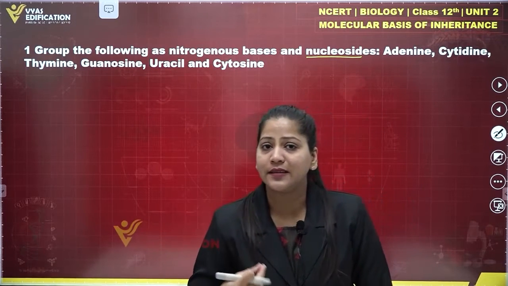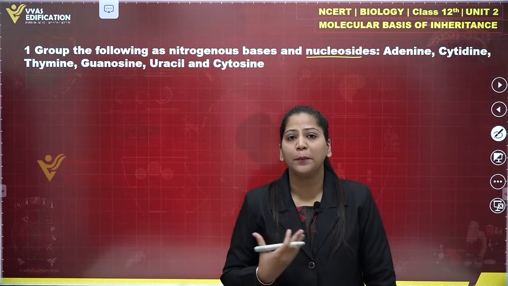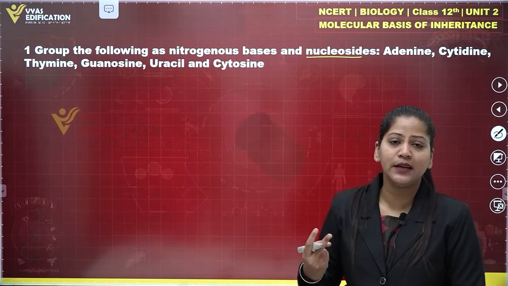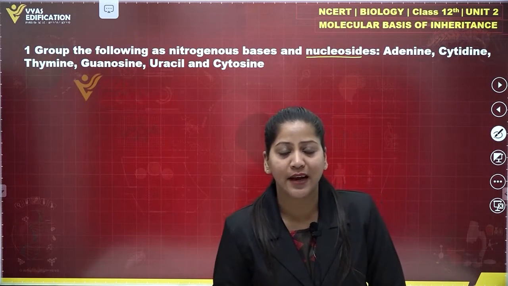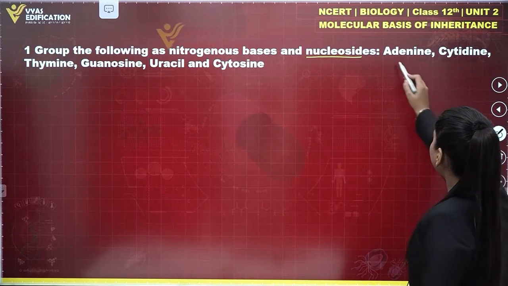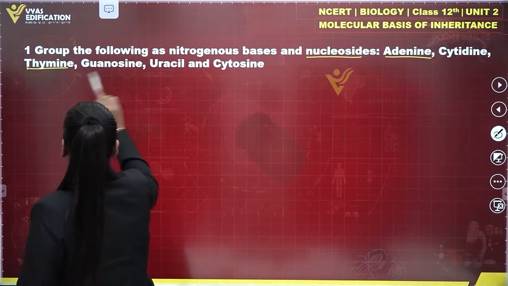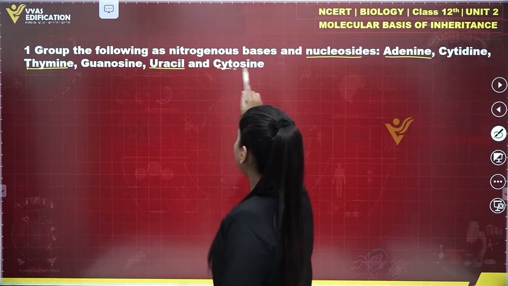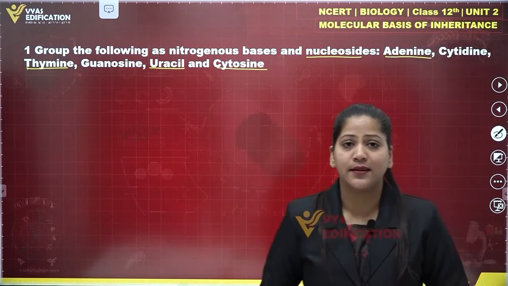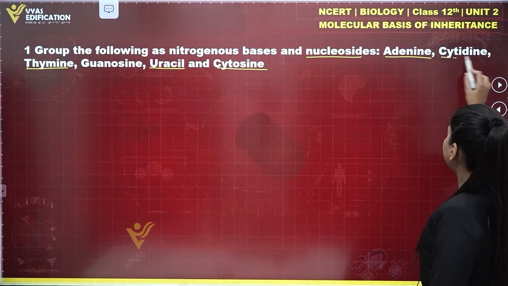So what are these nitrogenous bases? Basically, in the DNA, we have 4 bases. What are these 4 bases? Adenine, guanine, thymine and cytosine. So clearly, we can identify adenine, thymine, uracil and cytosine. All these are the nitrogenous bases, whereas we are left with 2 things, that is guanosine and cytidine.